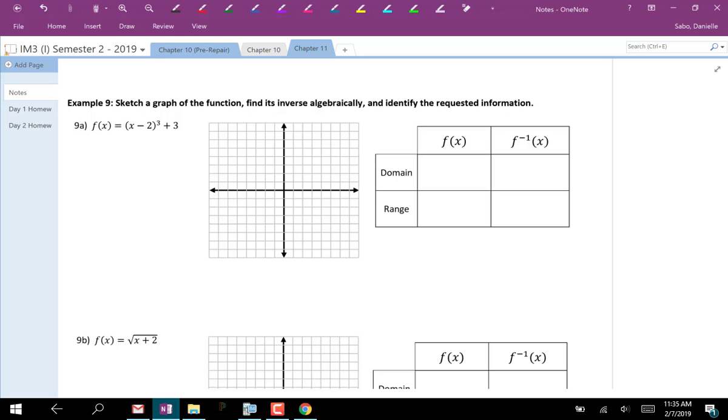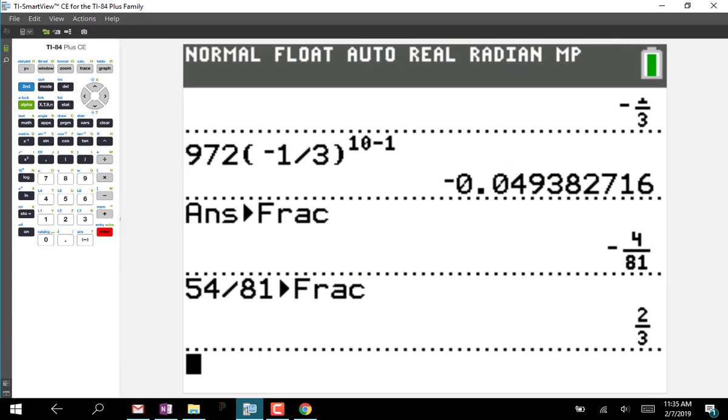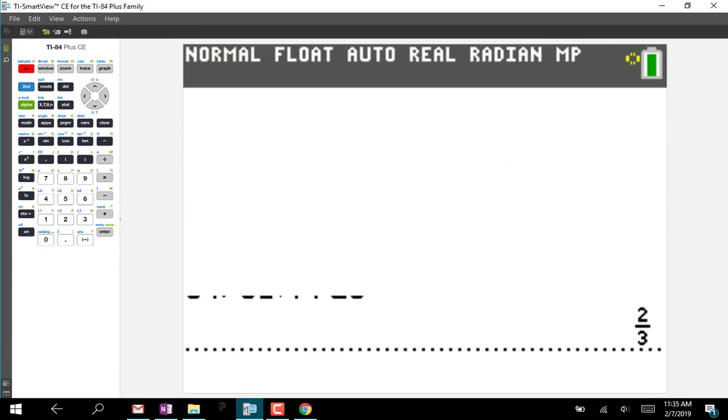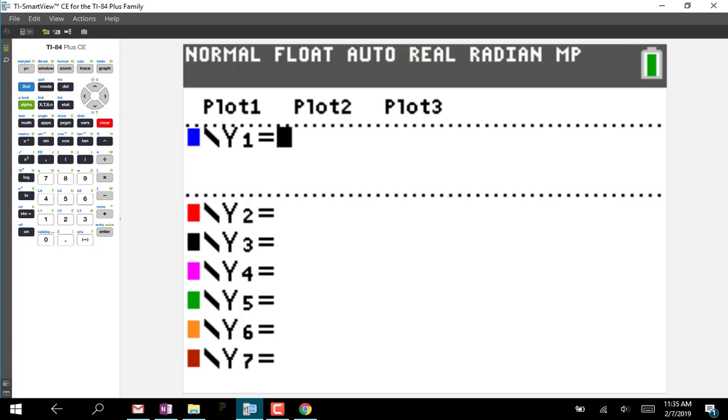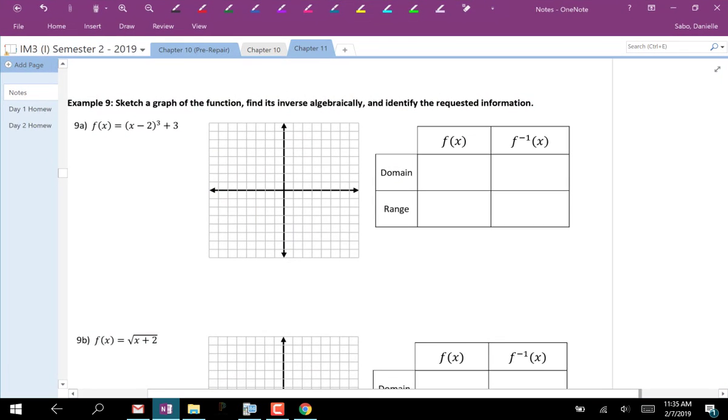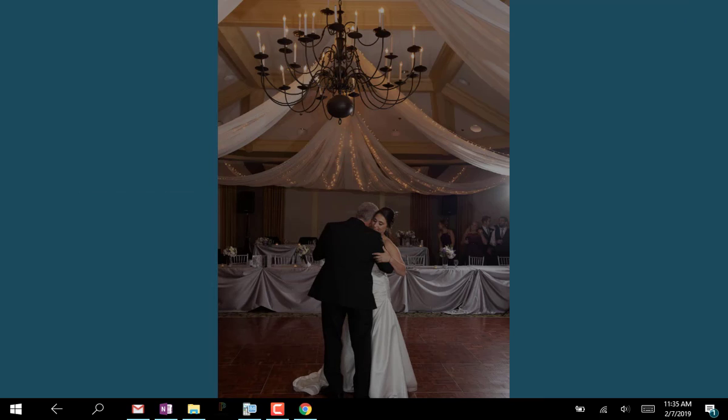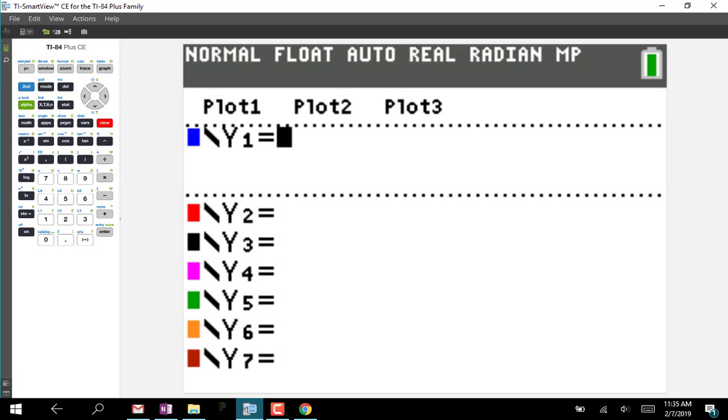So let's get out a graphing calculator. Get you guys used to doing that again. And let's go to y equals, clear it out. And let's type in what we have here. Sorry, I don't use keys, so I have to go back and look. x minus 2 cubed plus 3. So parentheses, x minus 2, all to the 3rd power.